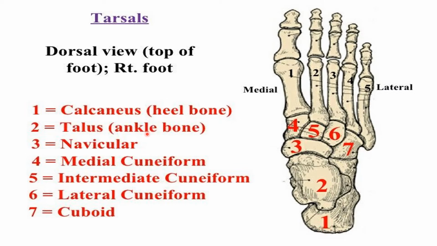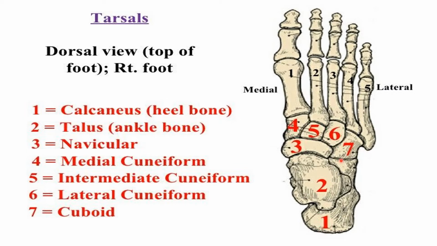Now above the calcaneus there is another large bone known as the talus. The talus articulates with the lower ends of the tibia and fibula to form the ankle joint, so it is also known as the ankle bone. Then anterior to the calcaneus and the talus there are 2 bones.